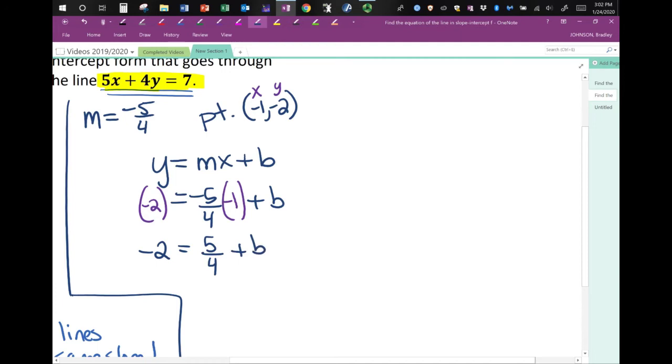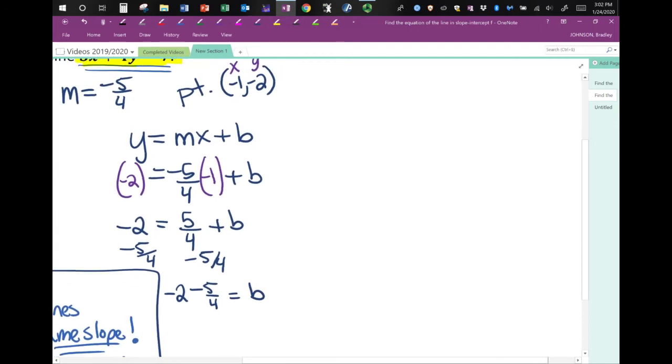Okay, but we're working on getting b alone. What do you need to do to both sides? You need to subtract 5/4 from both sides. Now you will get -2 minus 5/4 equals b.